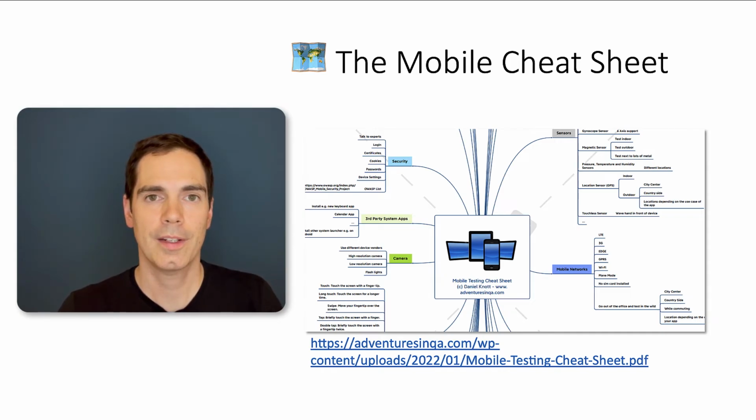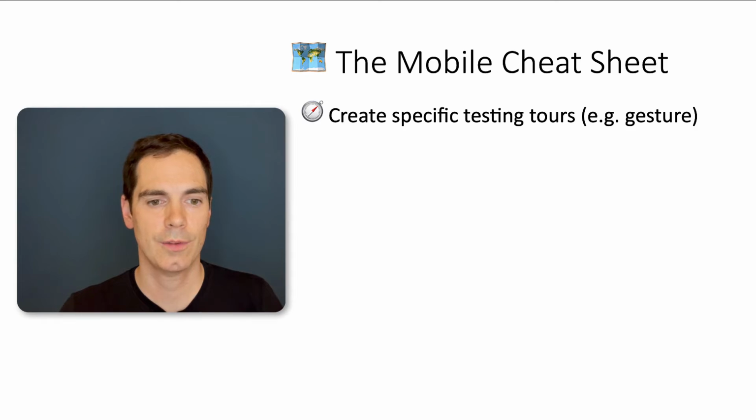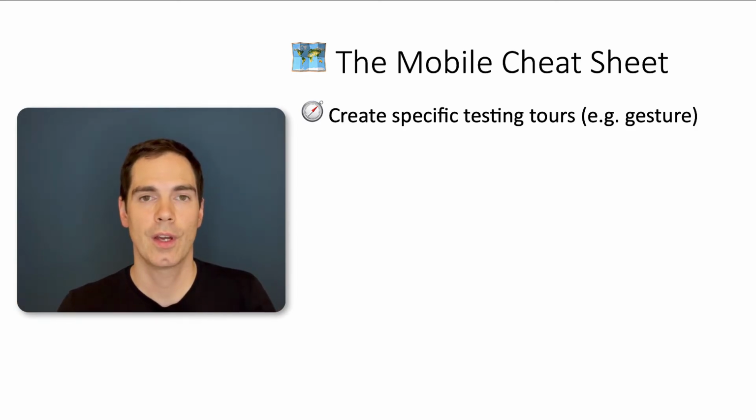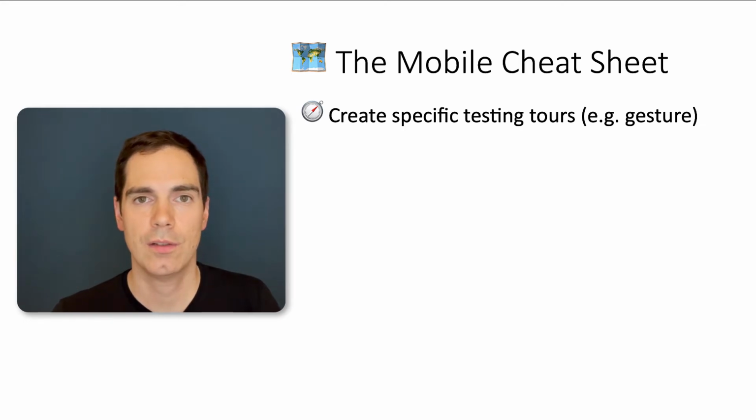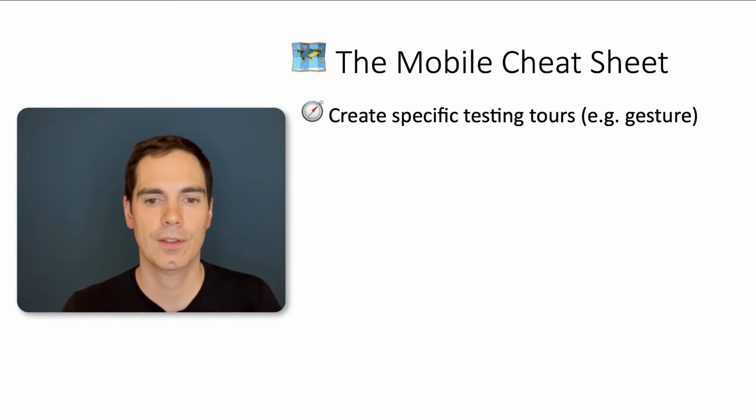And the one thing that you can do with the mobile cheat sheet is the following. You can create specific testing tours. So for example, you take the cheat sheet, you have it on your computer or you print it out in the office, and you have some slack time before another meeting or before the next release and so forth. And you can create specific tours from the mobile cheat sheet.